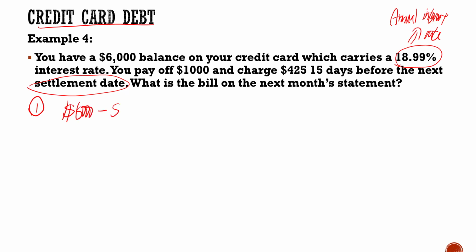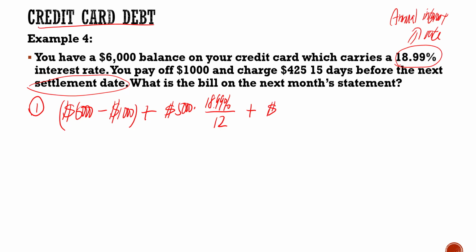You pay off $1,000, and then since you pay off $1,000, that means you only have $5,000 balance left, and then you have to pay the interest for 1 month, right? And monthly interest will be 18.99%, yearly interest divided by 12. So you pay interest on the $5,000 balance, and the third source is coming from the new charge.